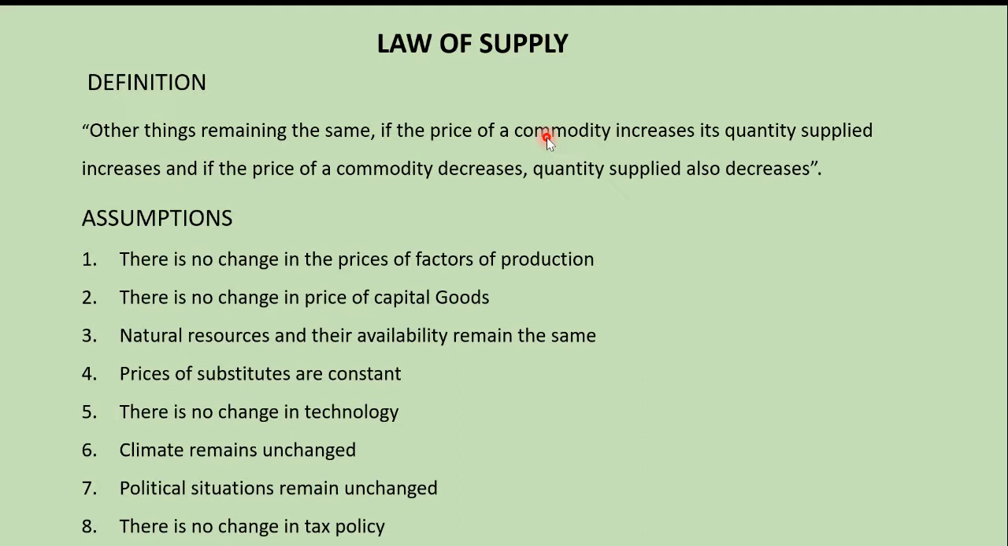What did we study in the law of demand? The law of demand states that people will buy more at lower prices and buy less at higher prices. So there was an inverse relationship between the price and the quantity demanded, or the quantity demanded increases with a fall in price and diminishes with a rise in price. This was the definition given for the law of demand by Marshall.